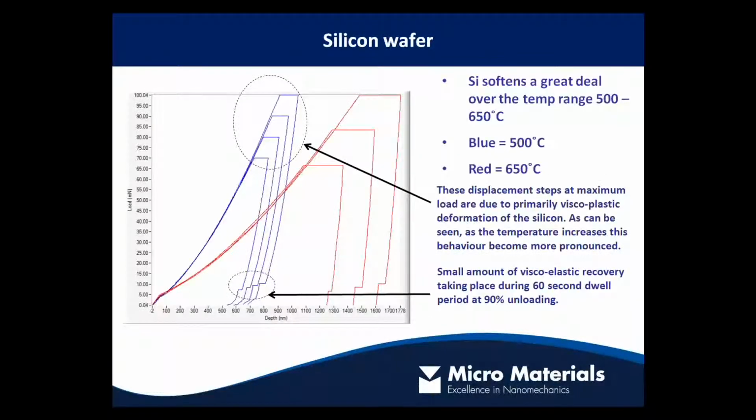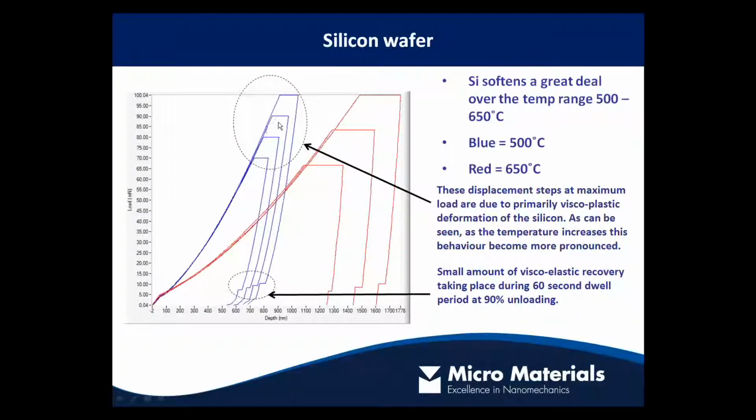So the better the stability of your instrument, the longer you can hold the indenter on the surface and look at these properties. Moving up the temperature range, between 500 and 650 degrees Celsius here, this is just a piece of silicon wafer. We have two sets of indentations here: one set at 500 Celsius, another set at 650 degrees Celsius.